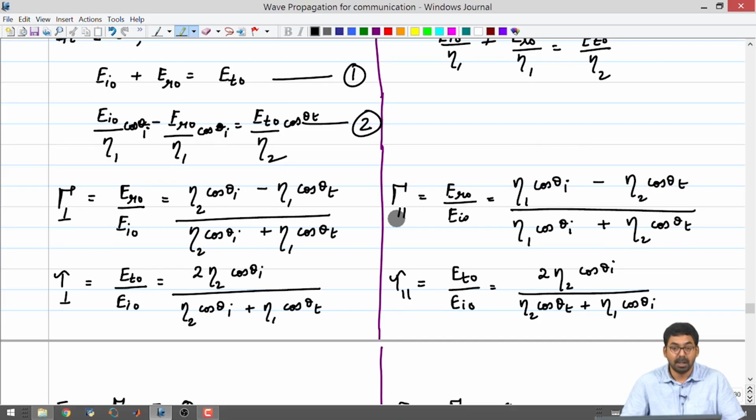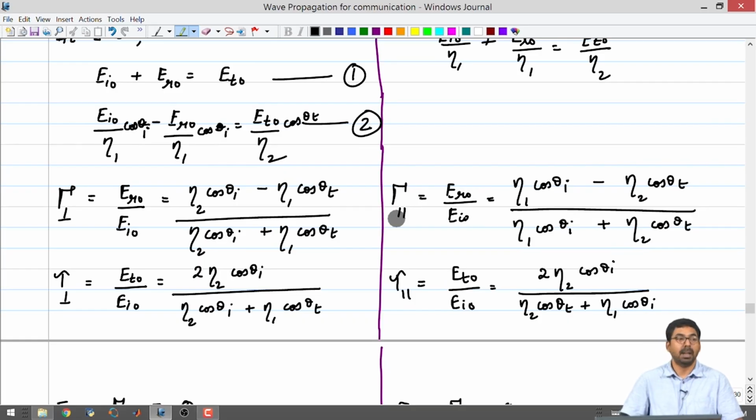Immediately we have to notice that gamma perpendicular and gamma parallel do not seem to be the same at normal incidence for the two polarizations, alright. So, casually if you substitute theta I and theta t to be equal to 0 degrees, you will notice that gamma perpendicular is negative of gamma parallel, alright. Now, this raises some confusion, alright. Why is it that in one case the reflection coefficient is negative of the other?